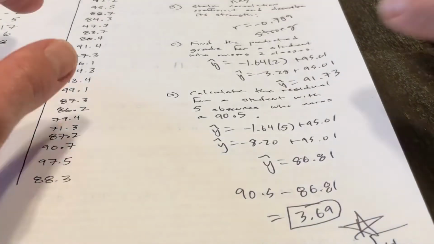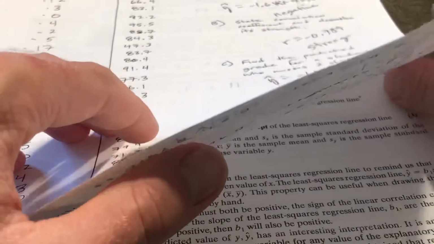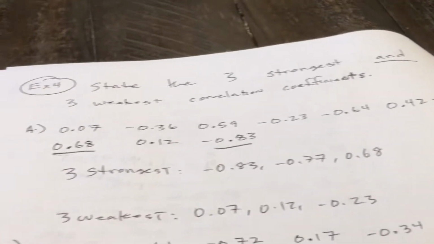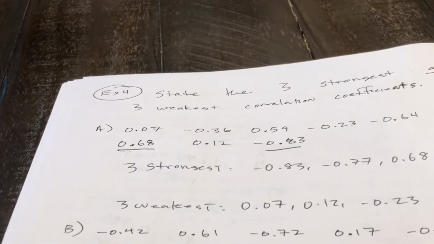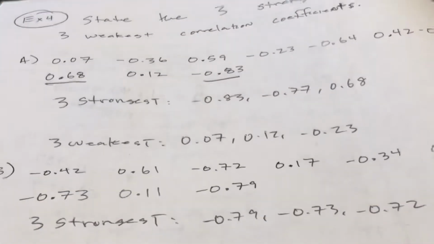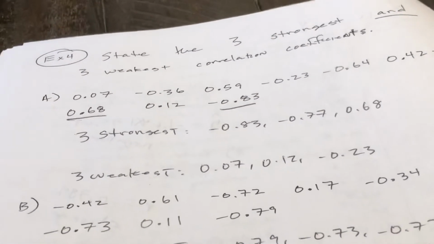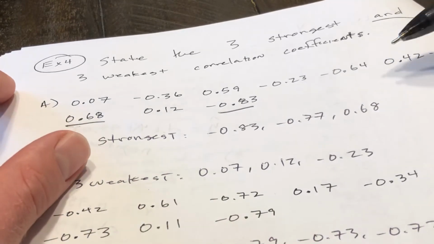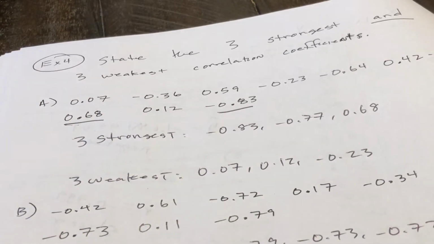So that is fantastic. Now we are going to talk about page 5. I think this is something I can talk about in a video. State the 3 strongest and the 3 weakest correlation coefficients. So anything with an absolute value closest to 1 is strong. Remember, you can be strong positive correlation, but you can also have strong negative correlation. So the 3 strongest are the ones that are going to be closest to either 1 or negative 1. And the 3 weakest are going to be the ones that are closest to 0. 0 means no correlation. It's just a cloud of points.